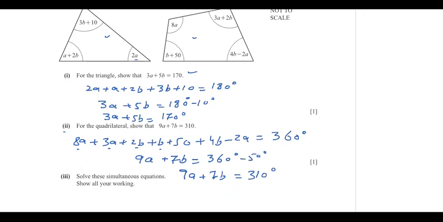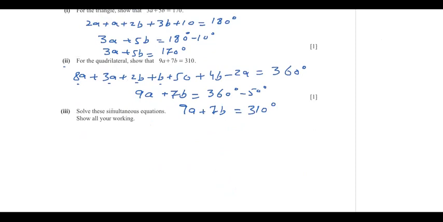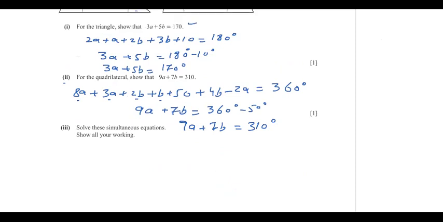And then part 3 is saying solve these simultaneous equations, show all your working. Now we have two simultaneous equations. This is the first simultaneous equation. This is the second simultaneous equation. We have to solve both of these to get the values of a and b. So this is 3a plus 5b equals 170, and this one is 9a plus 7b, that is equal to 310 degrees.